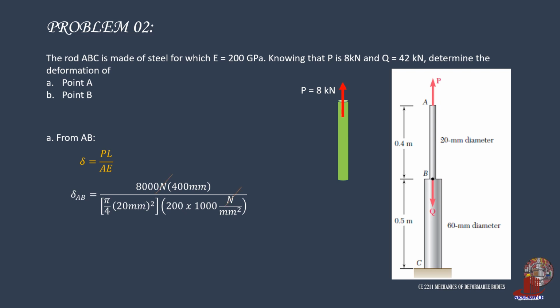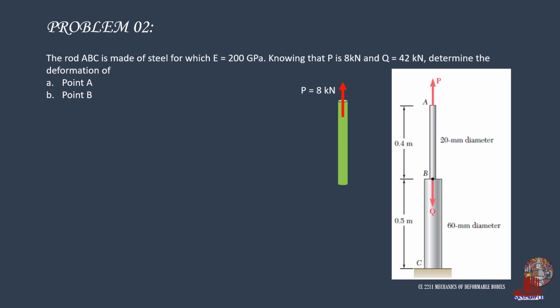The deformation of rod AB is 0.0509 millimeter. Looking for the deformation at point B, though, takes a different approach in determining the force. Since point B is at the middle portion of the bar, the net force acting at the point should be considered. Thus, we take the difference of forces Q and P as they are opposite forces. 42 less 8 is 34 kilonewtons.